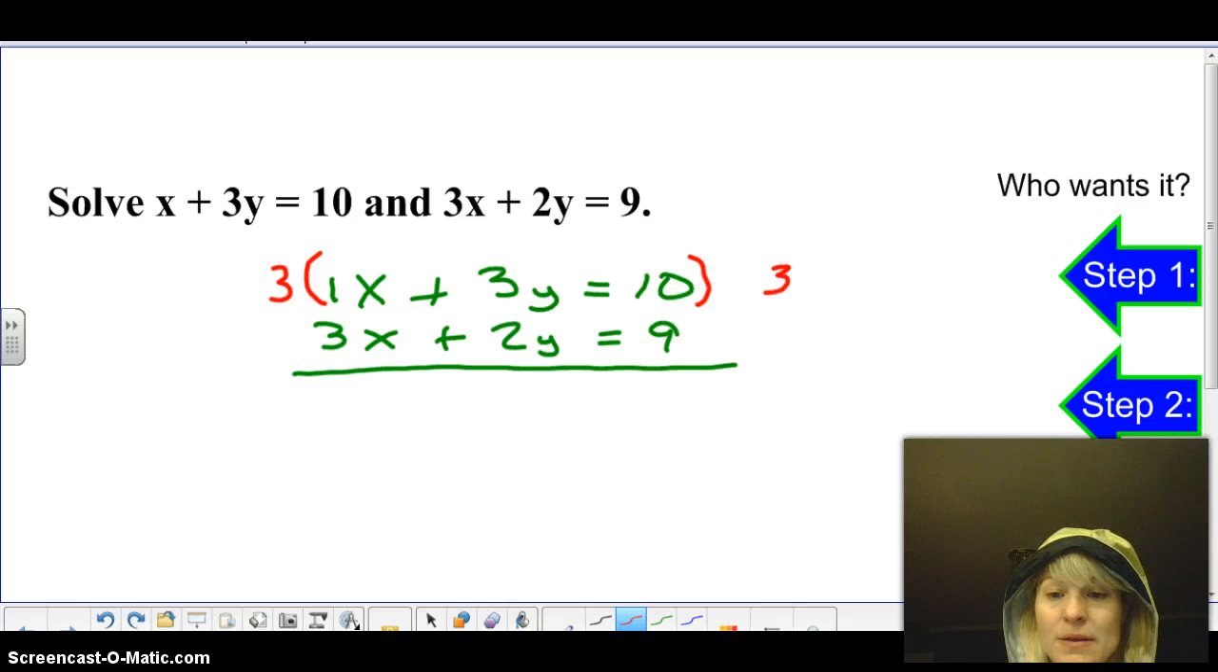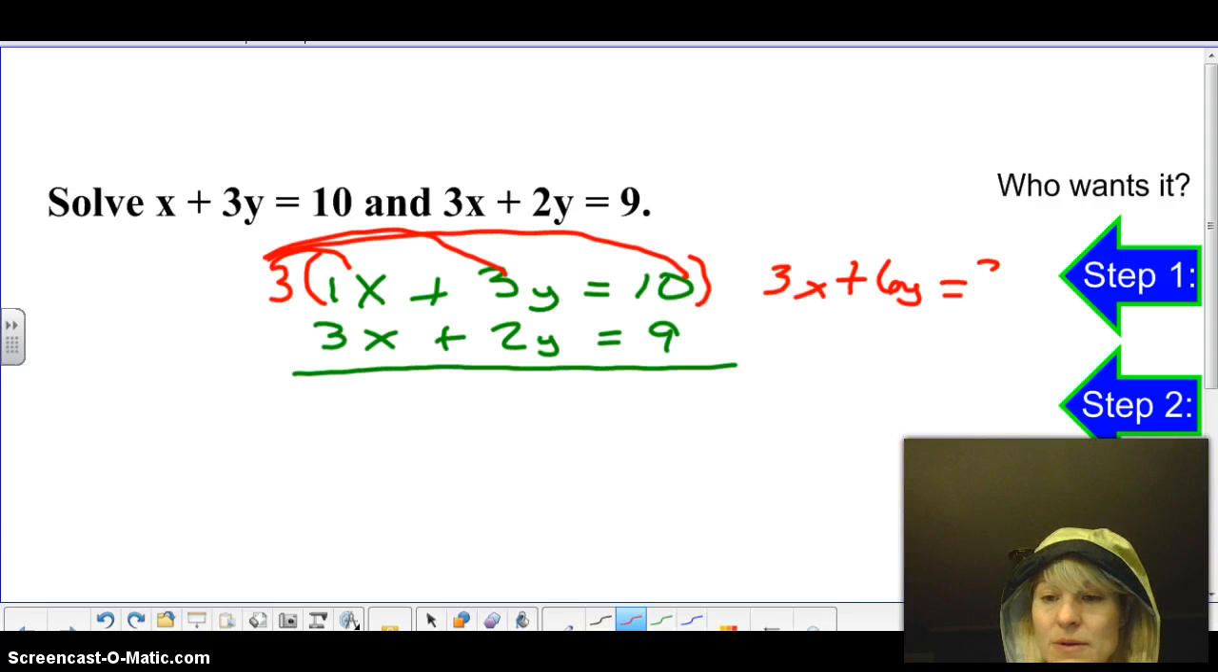So then I'll get 3x plus 3 times 3 is 6y equals, and most people forget this, but don't forget the 3 times the 10. And if it helps, I would draw lines that you multiply each one to here, and that would give you 30.